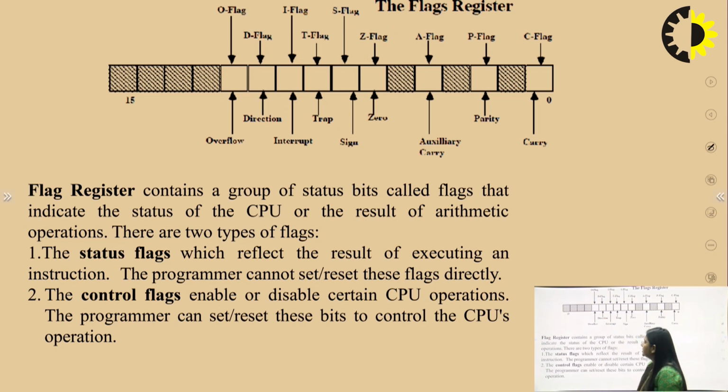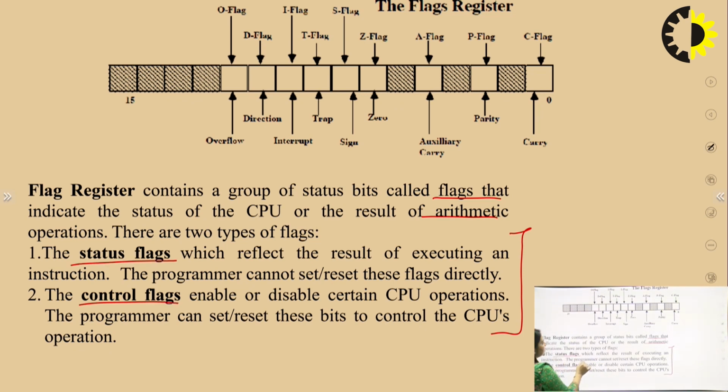So these are the flag registers. They contain a group of status bits called flags that indicate the status of the CPU or the result of our ALU arithmetic operation. We have two types of flags here: one is the status flag, one is the control flag. Status flags reflect the result of executing an instruction. The programmer cannot set or reset these flags directly. We cannot change these flags according to our wish or convenience. The status flags can be set or reset only by the microprocessor itself.